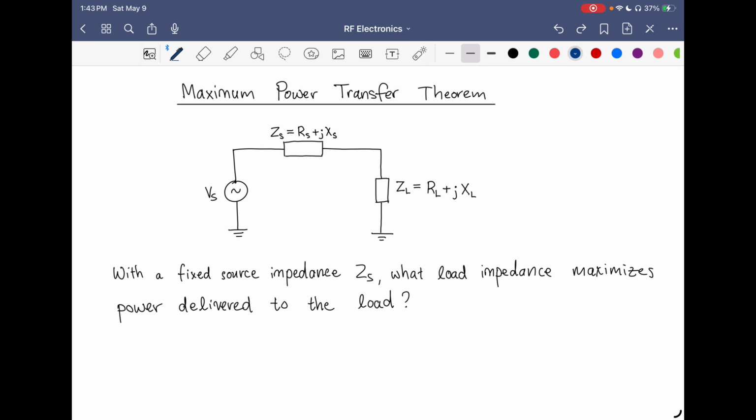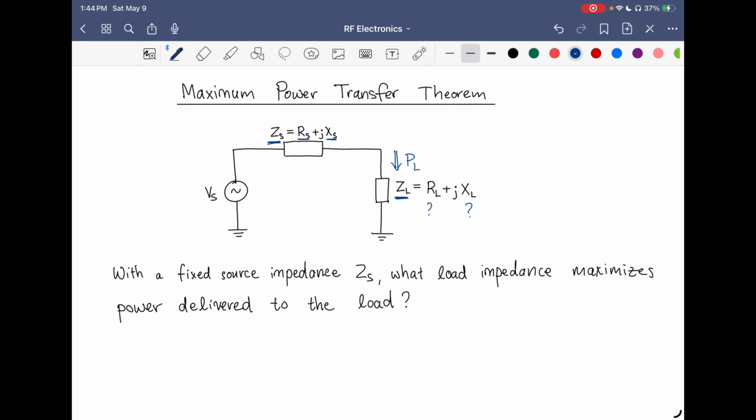So the question behind the maximum power transfer theorem is that suppose we have a fixed source impedance. That means that the source resistance RS and source reactance XS have already been determined. And now we want to select the values for the load impedance ZL such that the power delivered to the load PL is maximized. In other words, we want to find RL and XL such that the power delivered to this load is as high as possible.